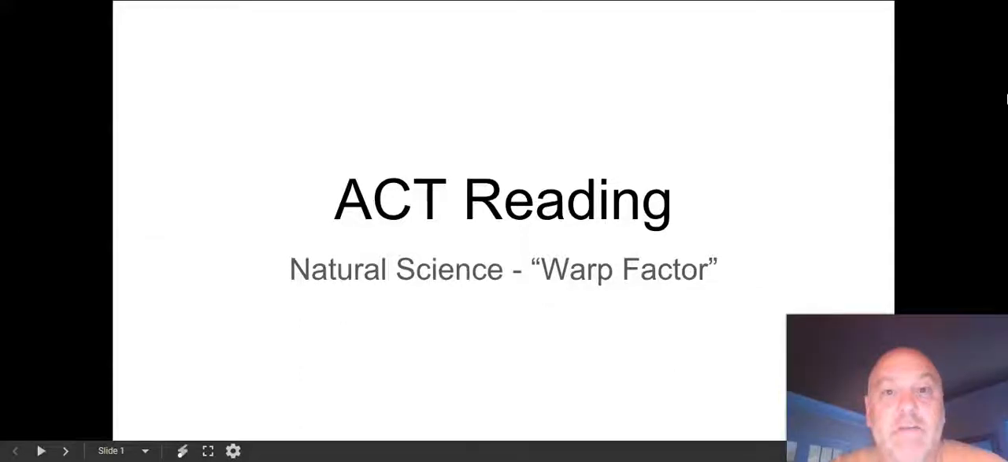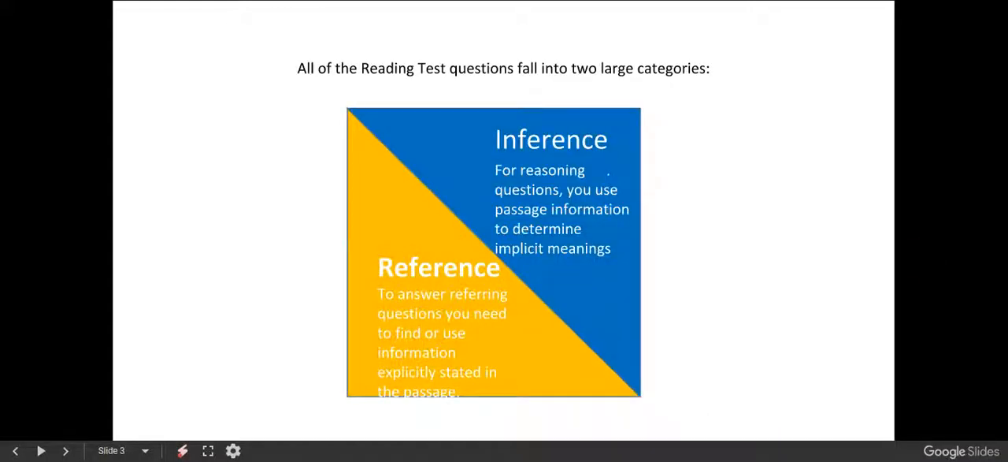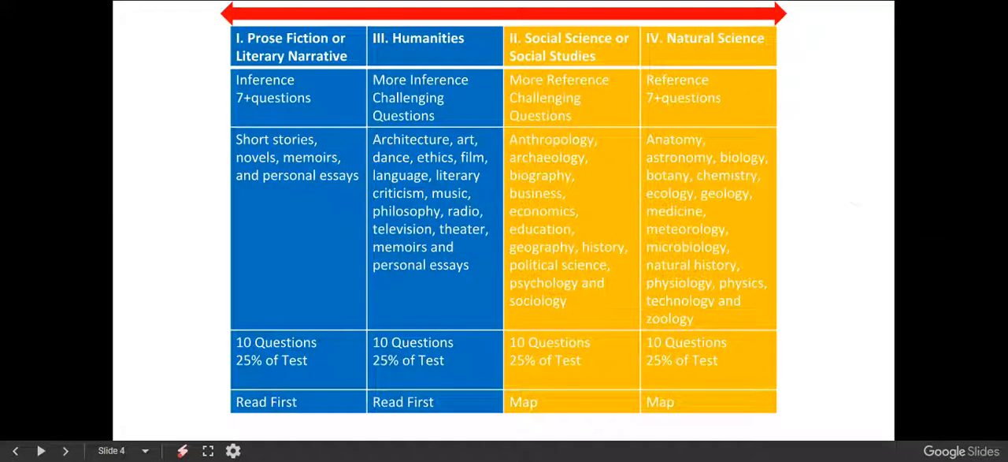And we're going to cover ACT reading passage, natural science passage, warp factor. Remember, the reading test falls into two categories, reference and inference. And natural science is over here on the reference side. It's much more technical. Some students find these easier. Some students find them harder. But you're over here on the reference side.